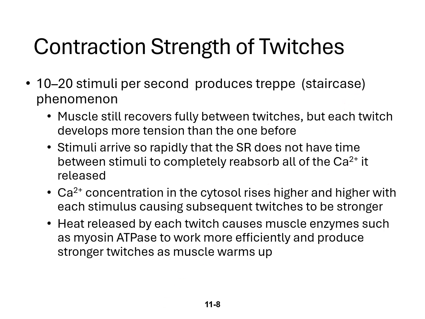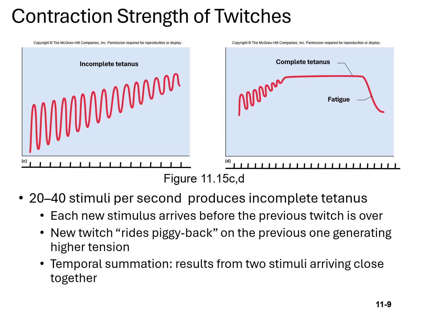We also have a couple more. You can have tetanus and incomplete tetanus. This is when you have 20 to 30 stimuli per second. So this is so quick that it produces incomplete tetanus. Each new stimulus arrives before the previous twitch is over, and each twitch piggybacks on the previous one, generating higher tension.